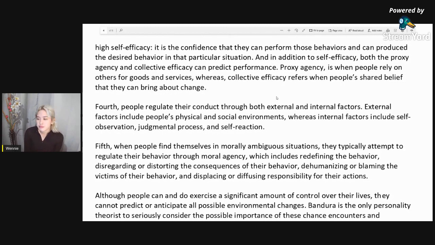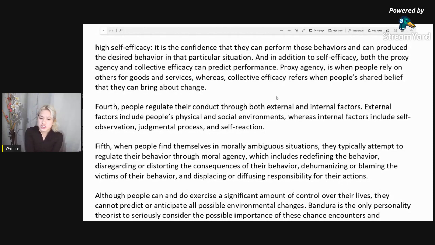Fourth, people regulate their conduct through both external and internal factors. External factors include people's physical and social environments, whereas internal factors include self-observation, judgmental process, and self-reaction. Fifth is when people find themselves in morally ambiguous situations. They typically attempt to regulate their behavior through moral agency, which includes redefining the behavior or distorting the consequences of their behavior or dehumanizing or blaming the victim of their behavior and displacing or diffusing responsibility for their action. Example, terrorists see their behavior as act of selfless martyrdom.